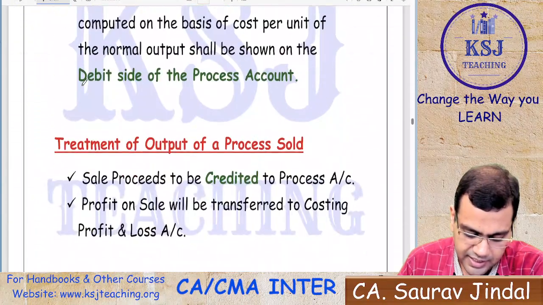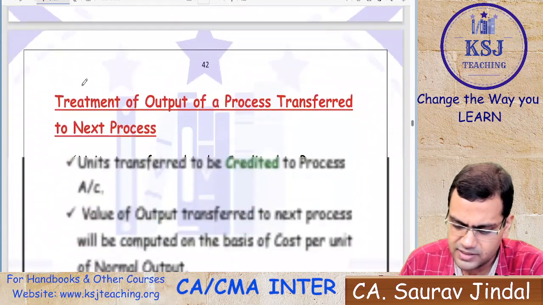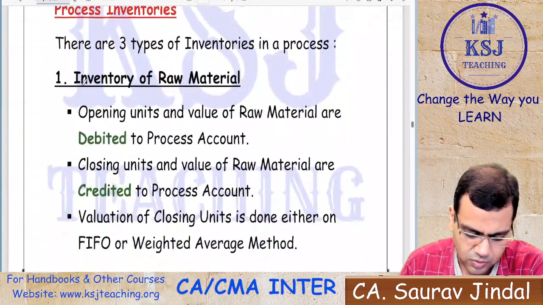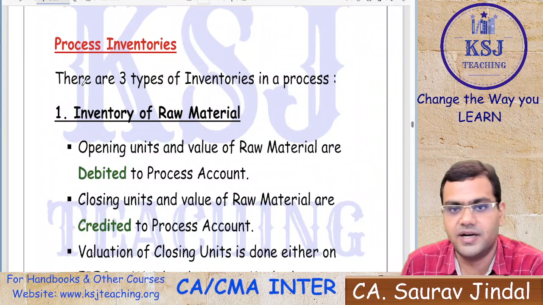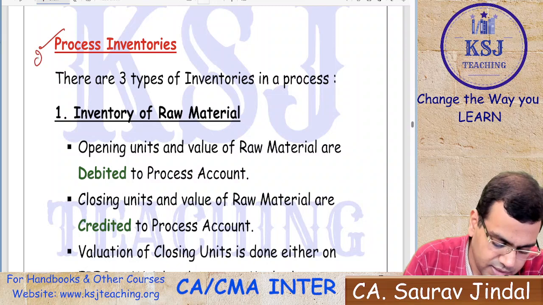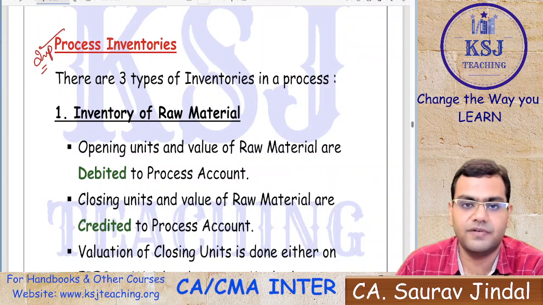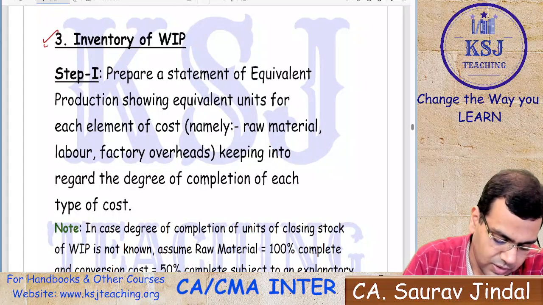So this was regarding the abnormal gain and the treatment of the output of the process sold. These are small points, not much required. Now, the most important part here, sir, is process inventories. Very, very, very important. And in this, what is important here is the inventory of WIP. That is what we are going to talk about.